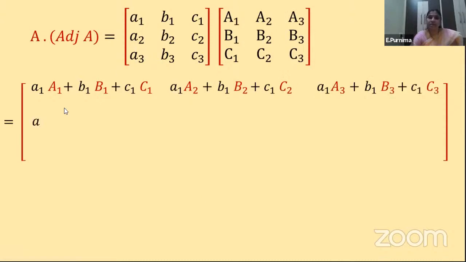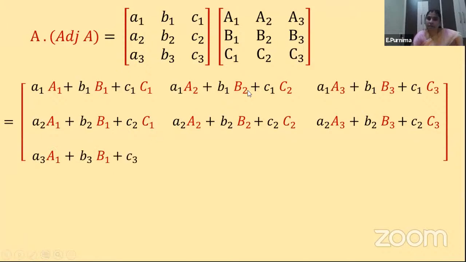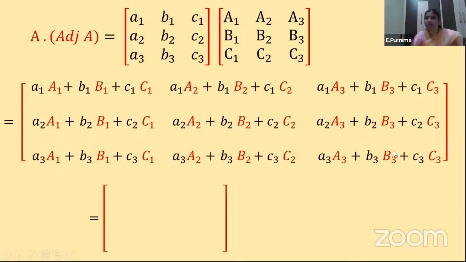Okay. Next, the second row: A2 into A1 plus B2 into B1 plus C2 into C1. Similarly, A2 into A2 plus B2 into B2 plus C2 into C2. Next one is A2 into A3 plus B2 into B3 plus C2 into C3, second row with the third column. Now third row with the first column, third row with the second column, third row with the third column we get. So these are the elements that we are getting.